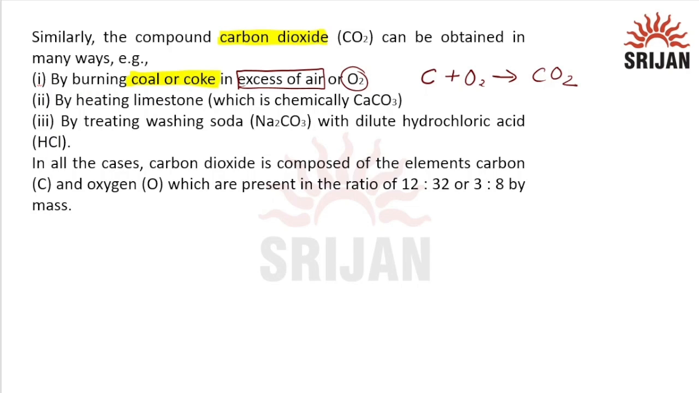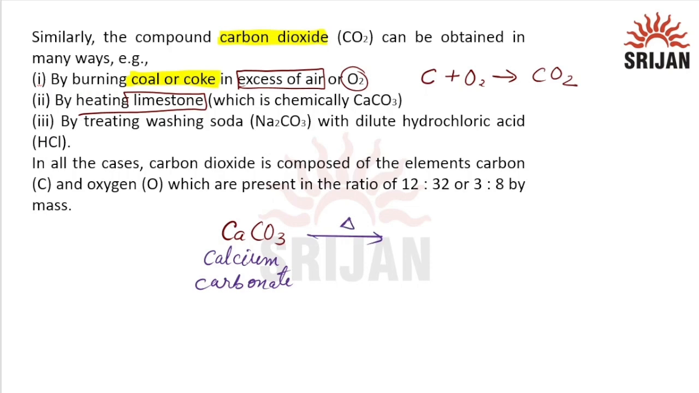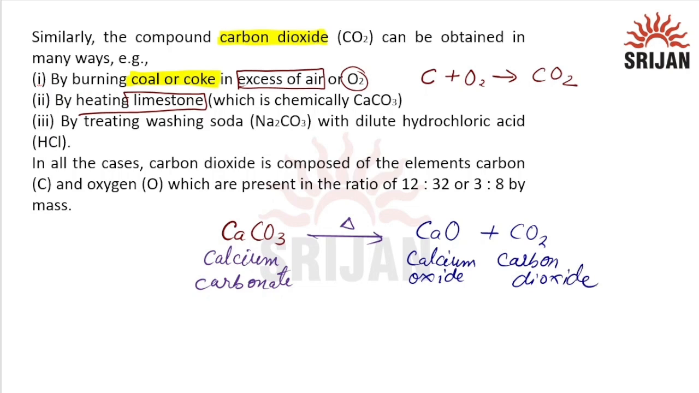Similarly, you can prepare carbon dioxide by heating limestone. The formula of limestone is CaCO3, which is known as calcium carbonate. If you heat calcium carbonate, you will get calcium oxide and carbon dioxide. So from this reaction also you can prepare carbon dioxide.